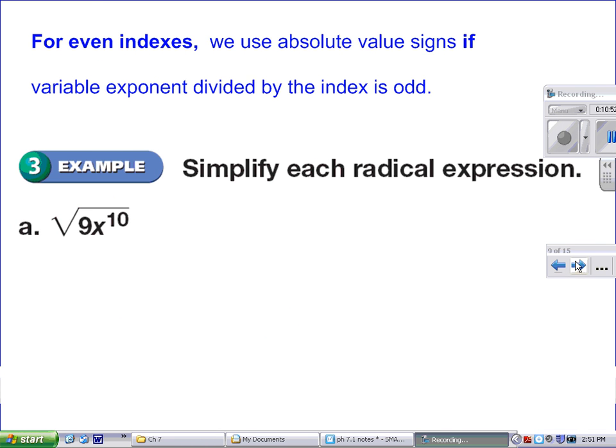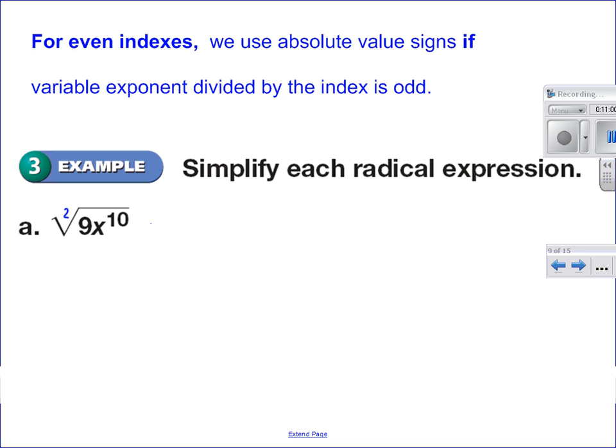All right, so now let's put numbers and variables together and see what happens. This is a 2 here. So what number times itself is 9? Square root of 9 is 3. And x to the 10th, divided by 2, is x to the 5th.